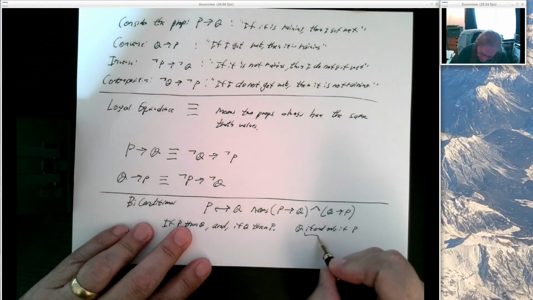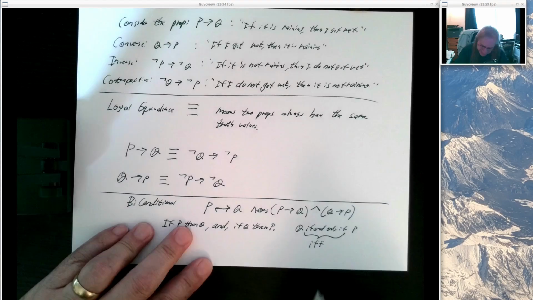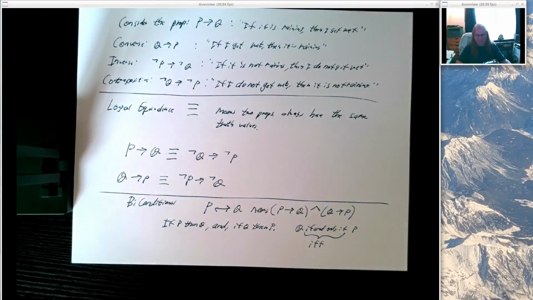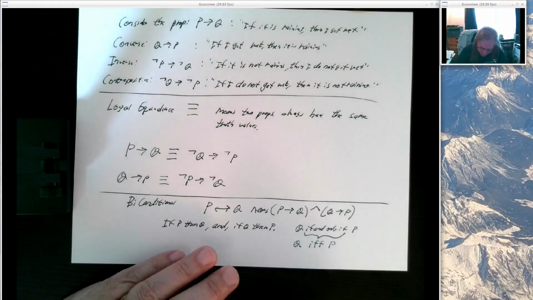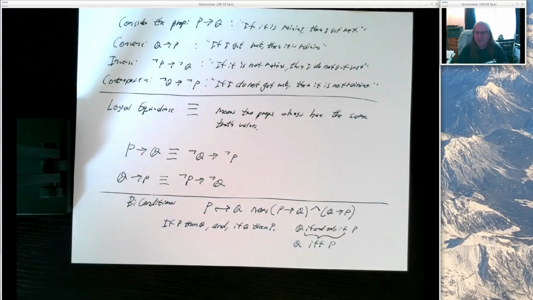And this statement, if and only if, happens enough that we have a special abbreviation for it, which is IFF. So we could say Q if and only if P. And that means this biconditional statement.